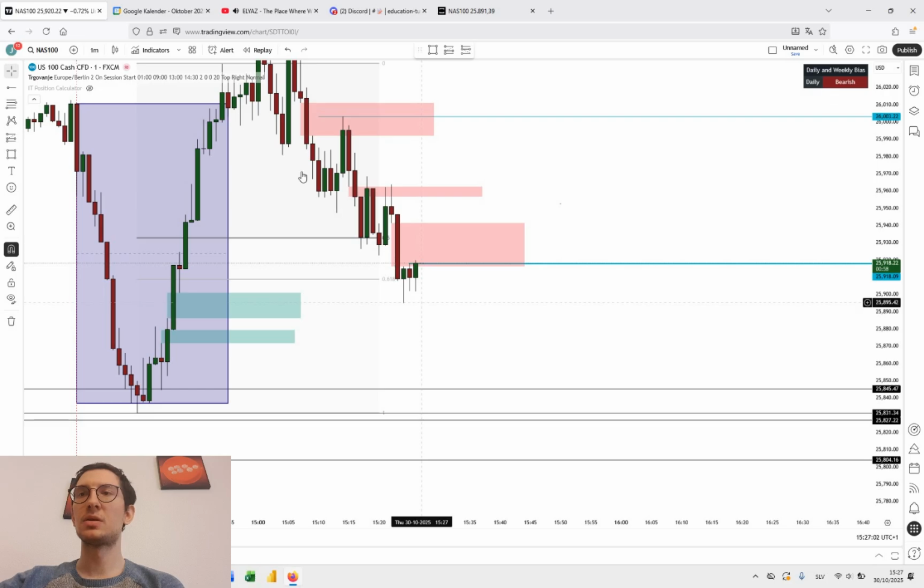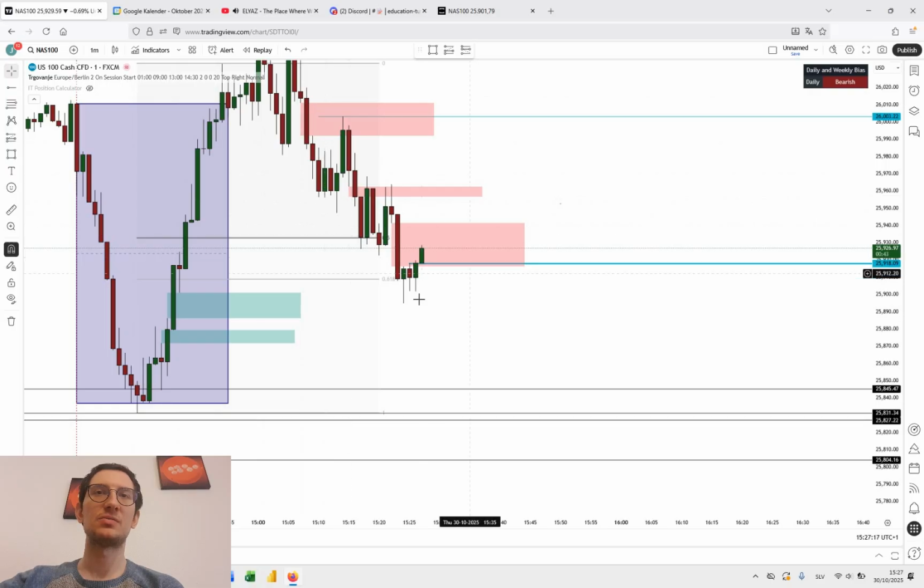Okay, now we are printing up a little bit. If we close this candle above the line, we broke structure to the upside on the 1 minute, but 1 minute is nothing too crazy, you know. Higher time frames hold higher power.